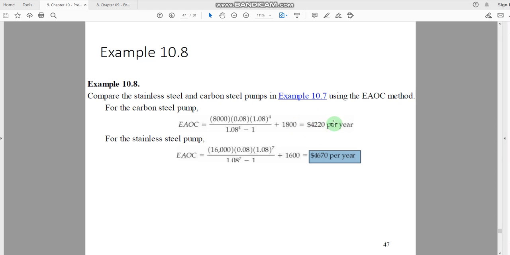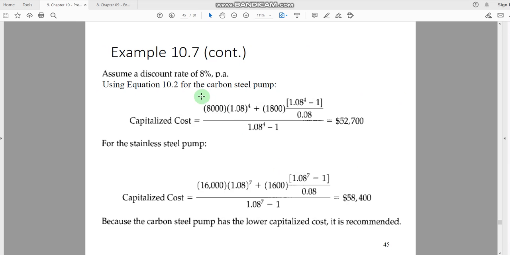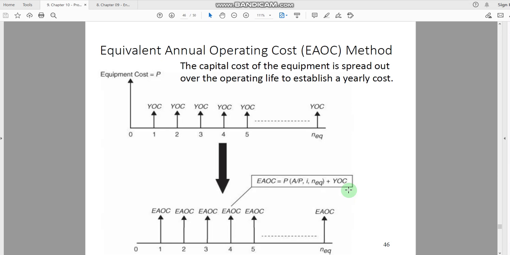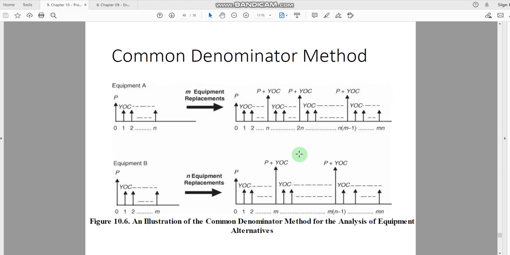So in this example also, the carbon steel pump has been evaluated as the better option compared to the stainless steel pump, and in the capitalized cost method, we have also seen that the carbon steel pump is more beneficial in terms of investment compared to the stainless steel pump. Now let us see the last methodology, which is the common denominator method.